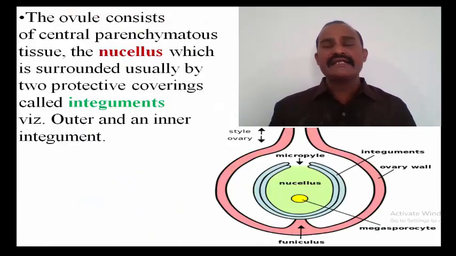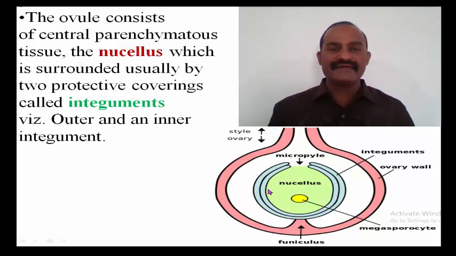If we see the typical anatropous ovule, an ovule consists of a central parenchymatous tissue. Now you can see this central parenchymatous tissue in the form of nucellus. In the center of the ovule, you can find this tissue. It is a parenchymatous collection of cells, and it is surrounded by two protective coverings, number 1 and number 2. These two protective coverings of nucellus are called integuments.